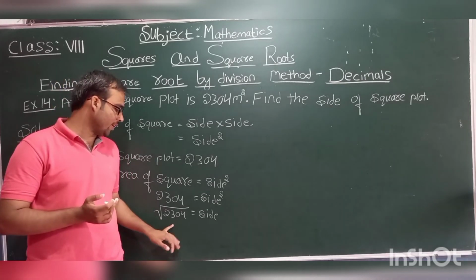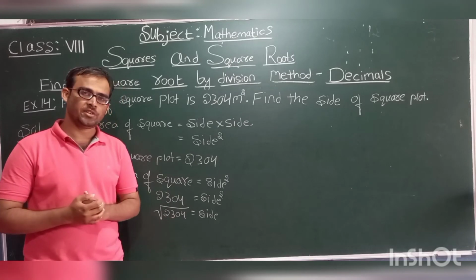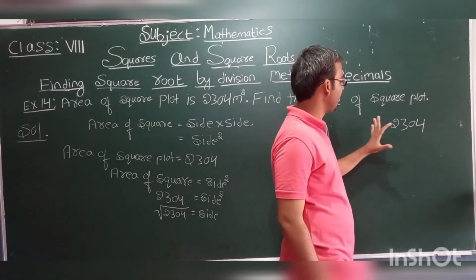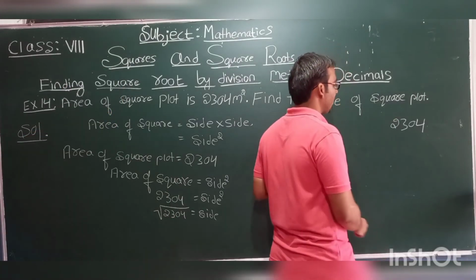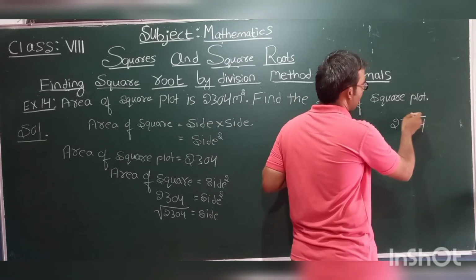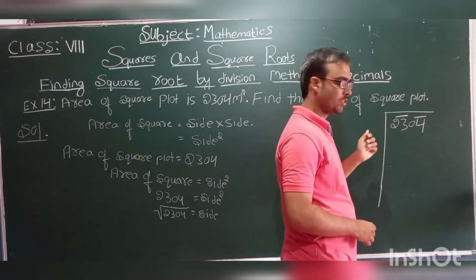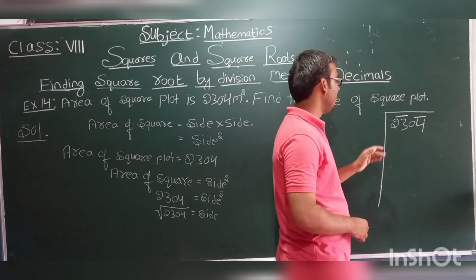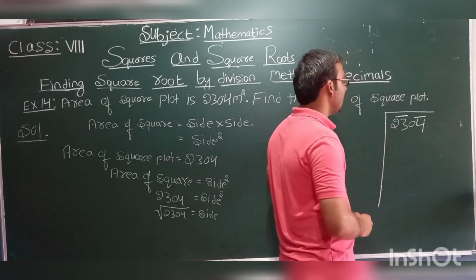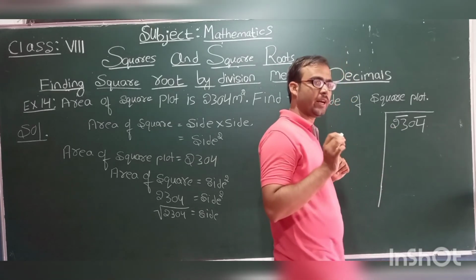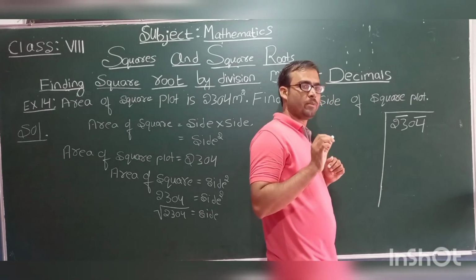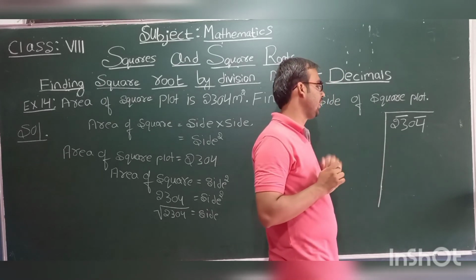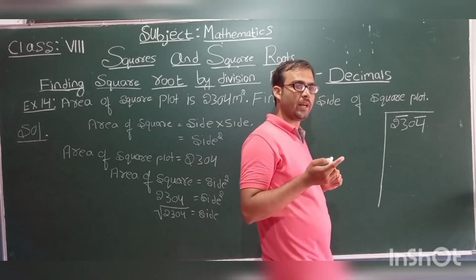Now let us find the square root of this number using the division method. First place the bar. Now students, you need to consider this part. The dividend will be 23. You need to take the largest number whose square is less than or equal to 23. Which number will we take? 4.